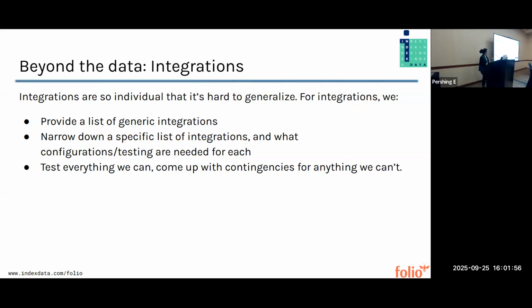Okay, so we're going to go through that whole process for all of the data, but beyond the data, we also have some other things we need to take care of. One of those is integrations. Integrations are so individual that it's hard to generalize what yours are going to be. So for integrations, we usually provide a list of generic integrations. We ask you things like, do you have an ILL system? Any ILL system? Do you have a printer at your desk? My favorite is, do you have self-check? Are you sure? Do you want to walk around the corner and check that one for me? It's pretty easy to forget everything that touches your library system in every way.